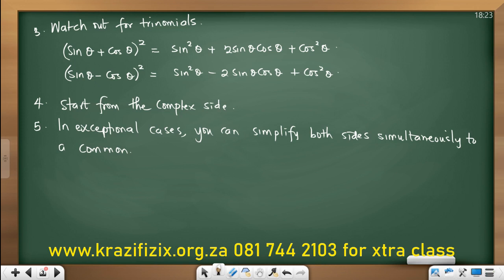I think we have about 6 questions ahead of us, and you would see me using the same principles that I just explained to you. If there's anything, I'll come back and add to the page. All right, I'm sure we are ready for this journey. Look for the complex side, people, and start from there. In exceptional cases, you can simplify both sides simultaneously to a common point of expression. I forgot that.